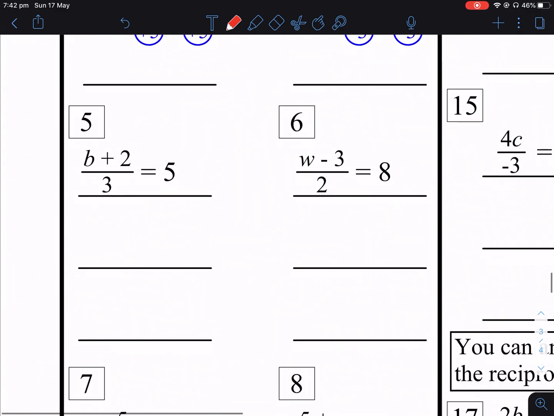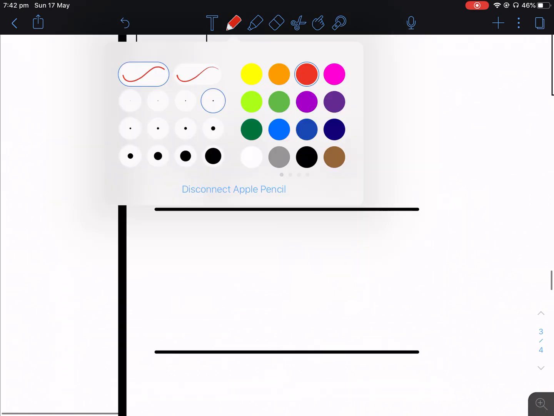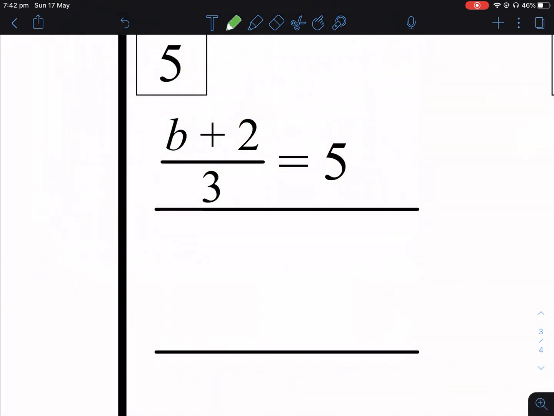So let me find one without the hints. Here we go. Our first step is going to be, because the whole of b plus 2 is over 3, it's not b over 3 plus 2. It doesn't look like that. It's b plus 2 over 3, like the whole thing.